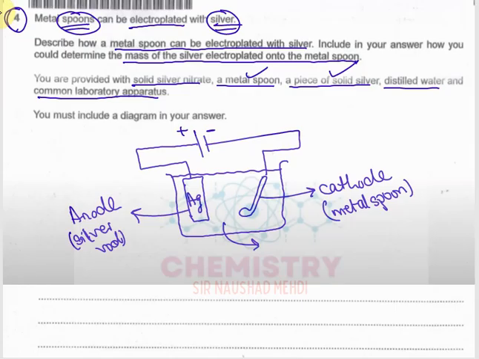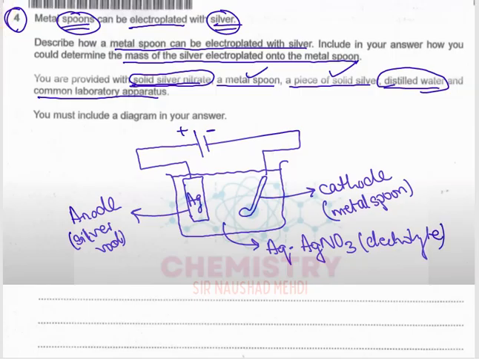So in our question it's mentioned that they are giving you solid silver nitrate, but as you all know, solid silver nitrate cannot act as an electrolyte because it's solid. An electrolyte can only be either in the aqueous form or in the molten form. So they are giving you distilled water also. First of all, with the help of the distilled water, you will dissolve that silver nitrate and make the aqueous silver nitrate solution, which will act as your electrolyte inside which these two rods are being dipped. Now you have to plan out the experiment.